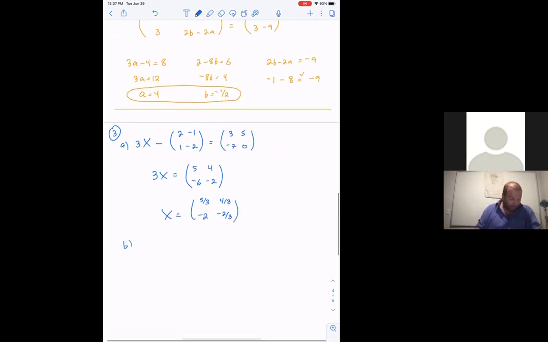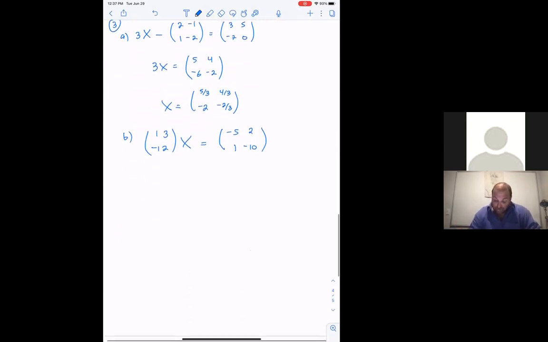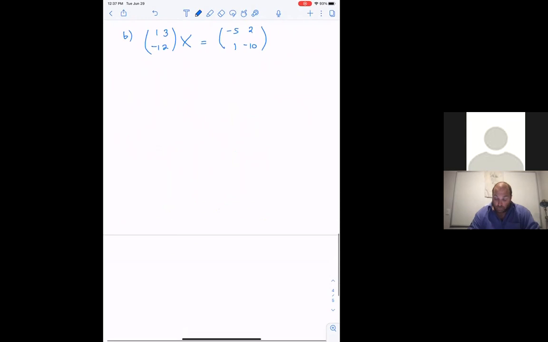So that was part A. Part B, we have the matrix 1, 3, negative 1, 2 times the matrix x equals the matrix negative 5, 2, 1, negative 10. So here, what do we do? Well, we have to solve for the matrix x. How are we going to do that? Well, we have to get rid of the matrix on the left. How do we do that?